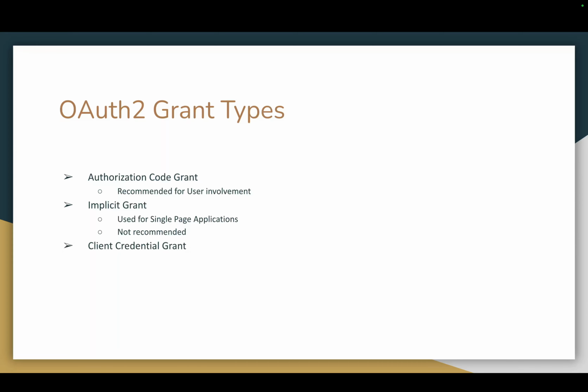Then there is client credential grant. If you have a use case to communicate from machine to machine, so let's say the access token is not for any particular user, but it is for your client application, in that case you need to use client credential grant. Then there is resource owner password credential grant, which you need to avoid, because in this grant, the client application needs to store the user's username and password and then send them to the authorization server, which is not ideal.